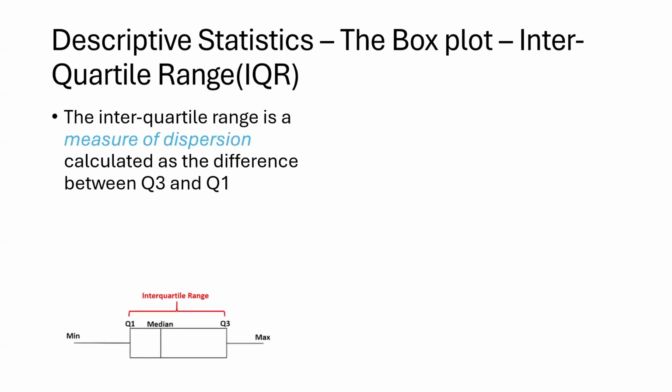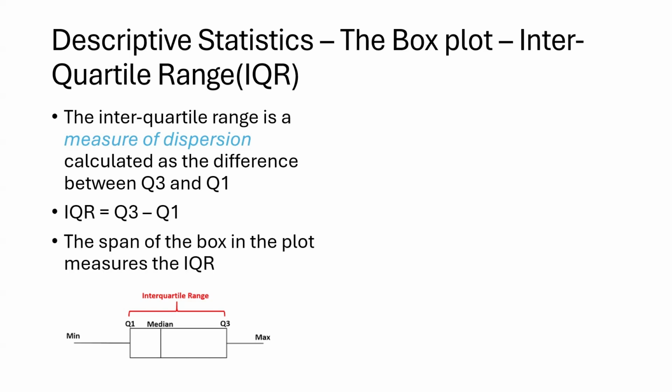Now, another quantity that is represented on the box plot is actually not included in the 5-point summary, but it is derived from those values. The 5-point summary only includes min, Q1, Q2, Q3, and max. But using Q1 and Q3, we can calculate the interquartile range, which is the difference between Q3 and Q1, and it is one measure of dispersion also.